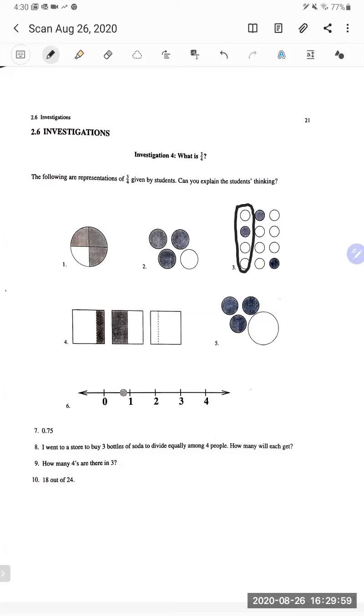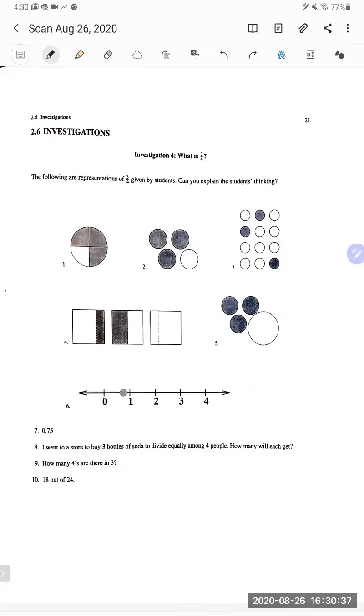You have 4 items and one of them has been shaded in. So this set model represents 1/4. And same thing with this set model. It also represents 1/4. And same thing with this set model. It also represents 1/4. So what you have then is 1/4 plus 1/4 plus 1/4, and that equals 3/4. So that's one way that you could explain the student's thinking, right? So maybe that's what the student was thinking when they wrote this down for their representation of 3/4.